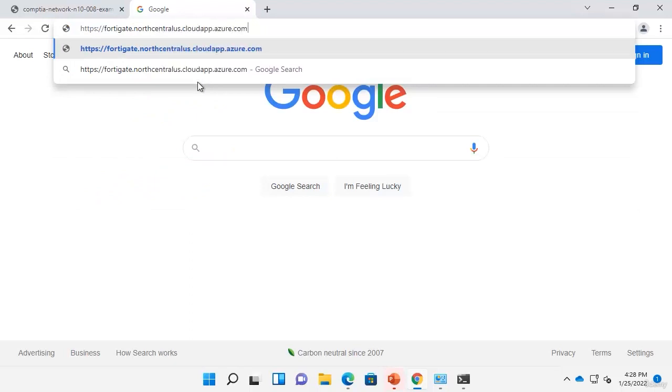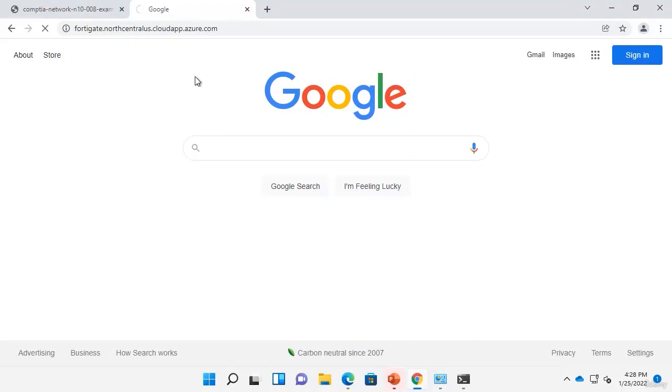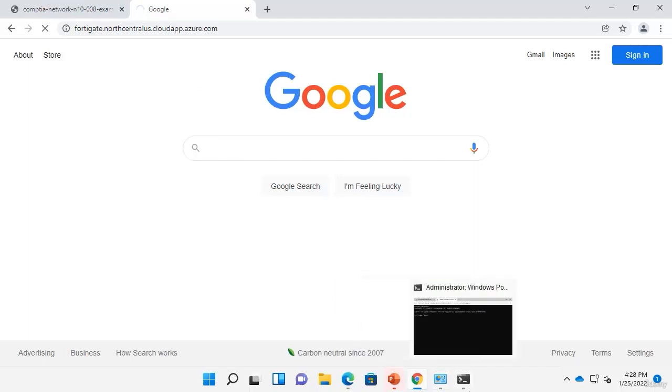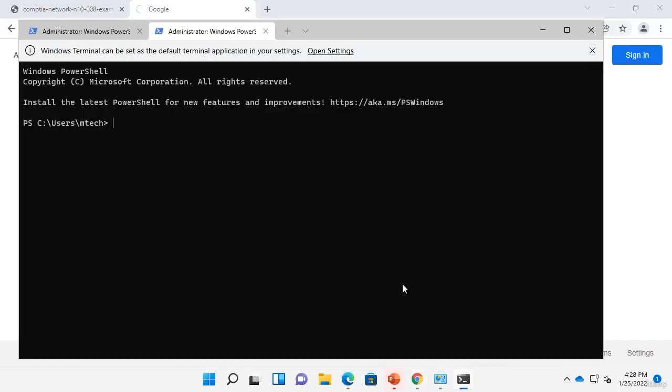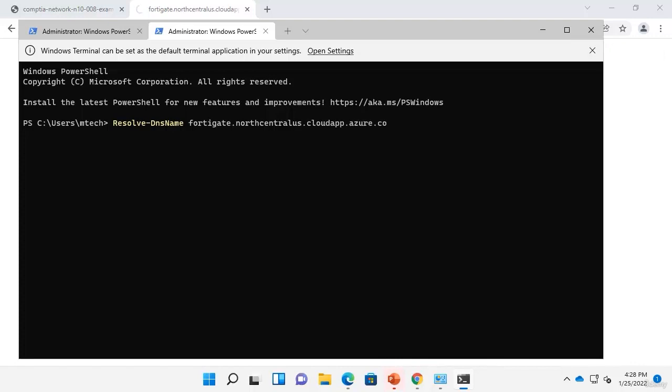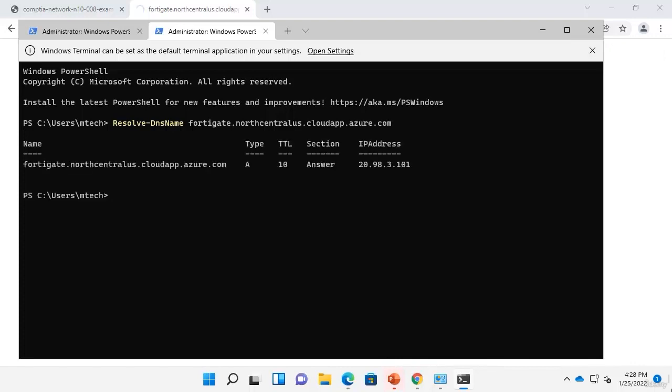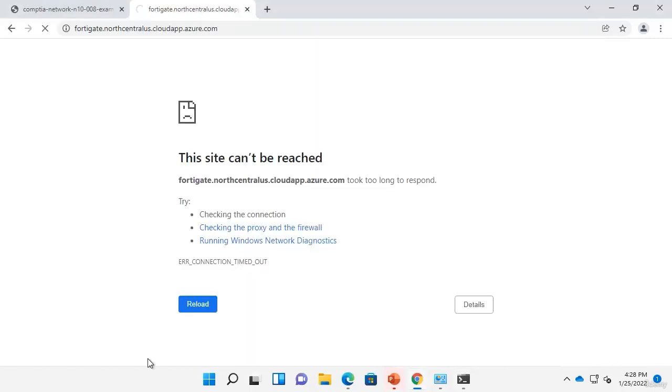And this is just a test firewall that I've got set up. Okay. And we'll go and look at that, and that's gonna kind of sit there, and it'll eventually time out. So let's do this. Let's make sure we can resolve that DNS name. Okay, it did actually resolve to the public IP, so that is correct, but it couldn't be reached.